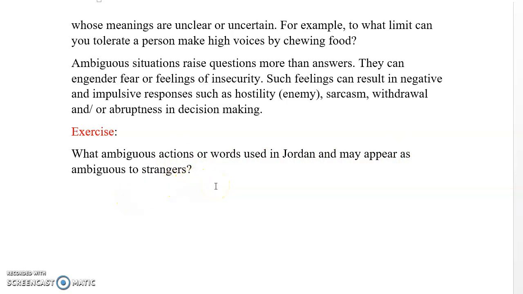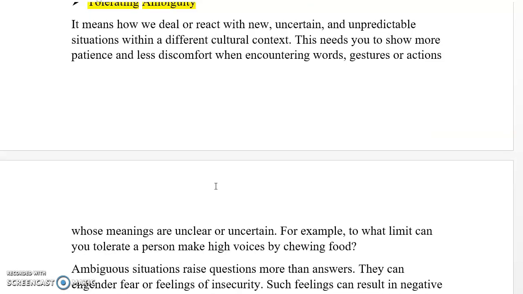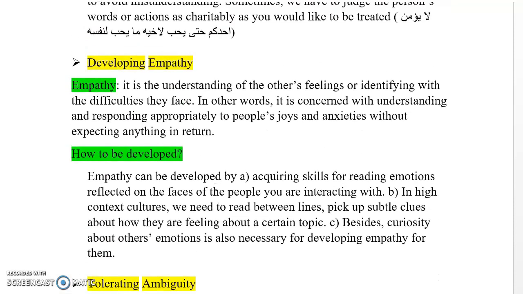I'll tell you an example. Why do we use spoons and forks when we are taking rice with any dish except for al-mansaf? In al-mansaf, we don't use spoons and forks. We use our hands to eat and to take this rice. Why do we have this difference? This is an ambiguous action that may appear so to some people. You have to think more about these ambiguous actions we have here in Jordan, which may appear ambiguous to people from different cultural backgrounds.